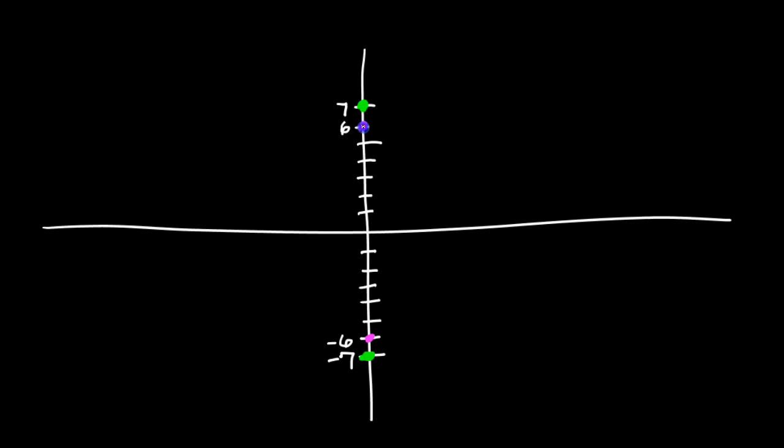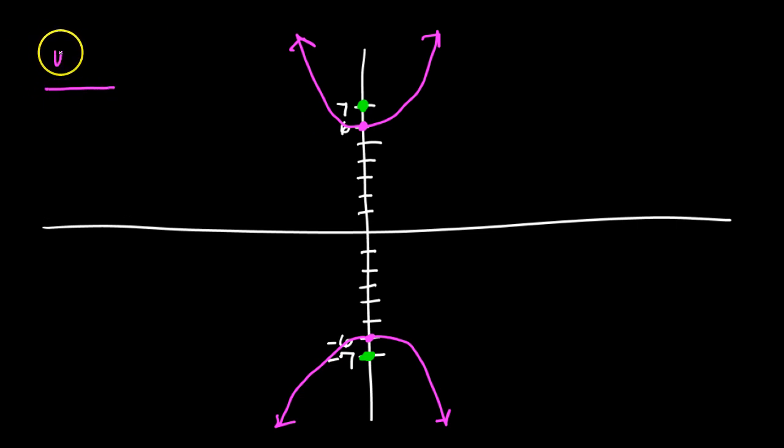Now the branches of a hyperbola wrap around each focus. So we know we are dealing with a hyperbola that is vertical. It's opening up and it's opening down. The fact that this is a vertical hyperbola means that the y term of the equation is going to be in the front. So I know I'm going to have something with a y in the front.